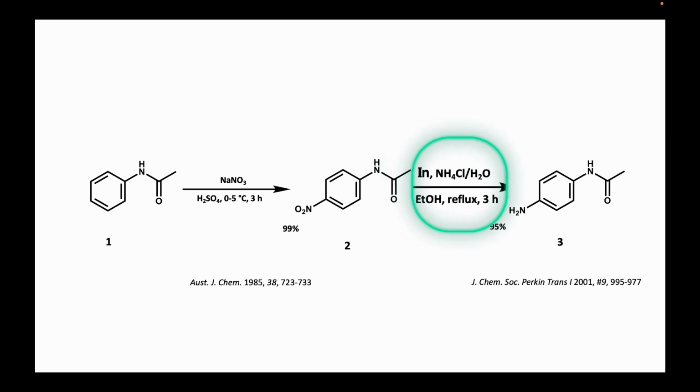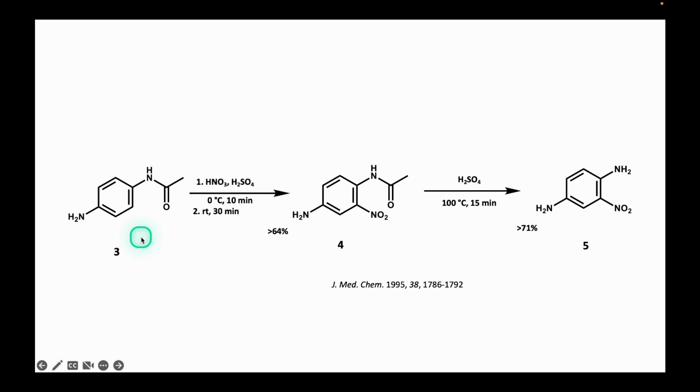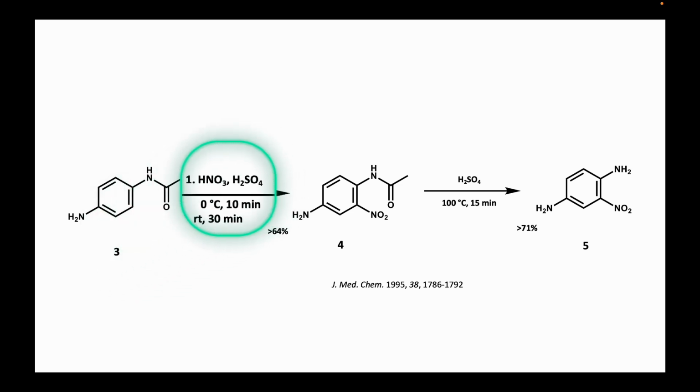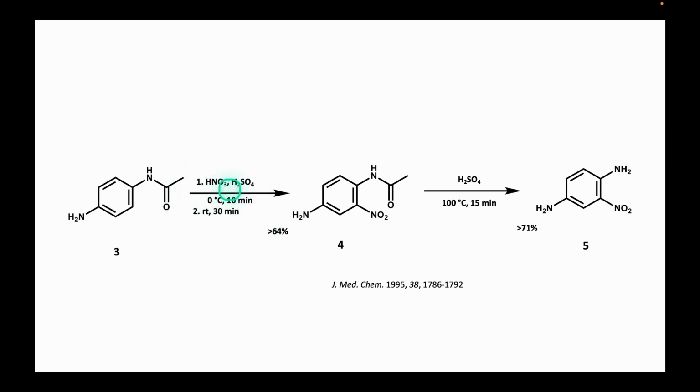para-aminoacetanilide 3. A second nitration, now using a mixture of nitric acid and sulfuric acid, regioselectively generates nitroacetanilide 4, since the nitration position is determined by the combined effect of the protonated amino group in the acidic reaction conditions that directs to meta, and by the ortho orientation provided by the acetamido group.